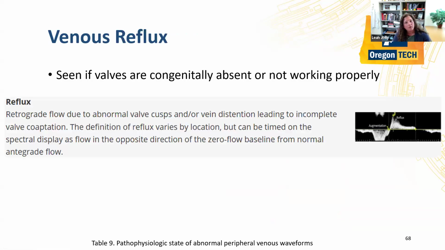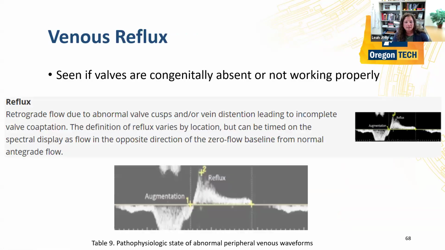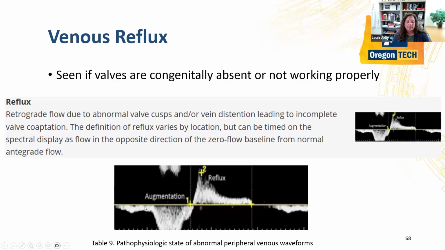So if the valves are not working properly, or if they're congenitally absent, we get what's called reflux. And the reflux is basically the blood falling back down towards the feet. So this waveform is showing an augmentation. So the sonographer squeezed the leg, and we'll talk more about that tomorrow, but they sent blood forward and then it fell back down. So this is abnormal. And we don't want to see reflux in our veins.